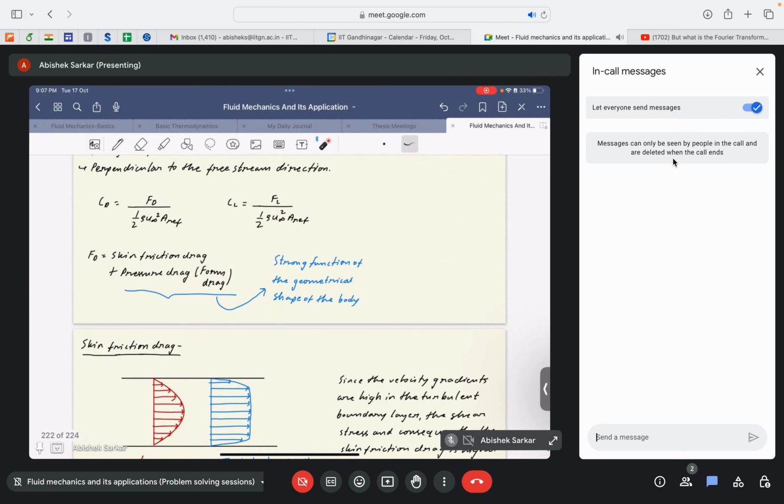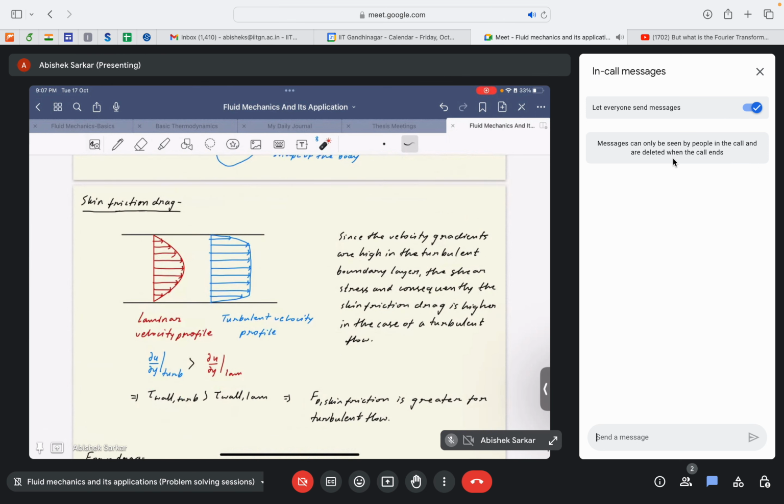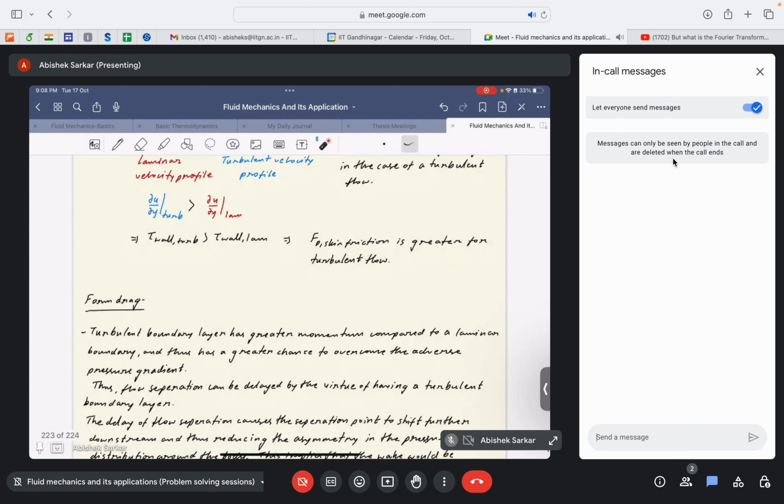Okay, so the skin friction drag is basically because of the viscous effects of the flow, or basically because of velocity gradients, right? The existence of velocity gradients is the outcome of viscous effects. So you can tell that the skin friction effect is the outcome of the viscous effects of the flow. Okay, and this form drag is an interesting one.